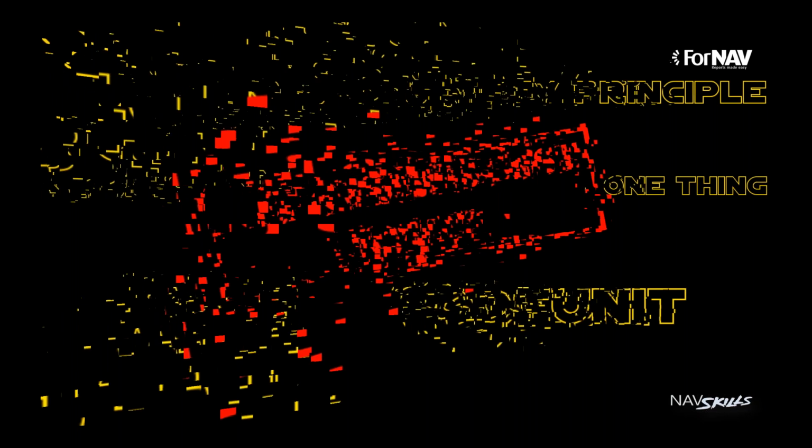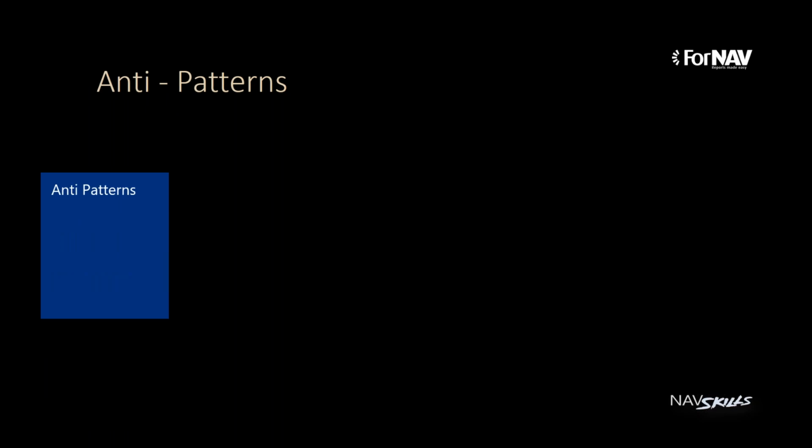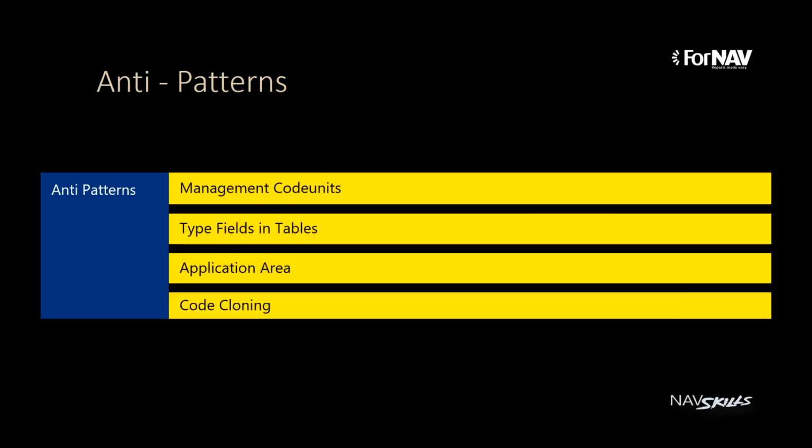So implementing these SOLID design principles leads away from a whole list of anti-patterns that is so easy to find in Microsoft's code, right? Management codeunits, all these codeunits that do multiple things. Adding a type field to a table that is included in the primary key that makes a table do multiple things. Application area, hacking into one page to make it look like it's 2 pages, right? And most of all, code cloning, right? Navision is just full of code cloning. That is a habit that we have to get away from now that we have started to learn these clean coding mechanisms, right?